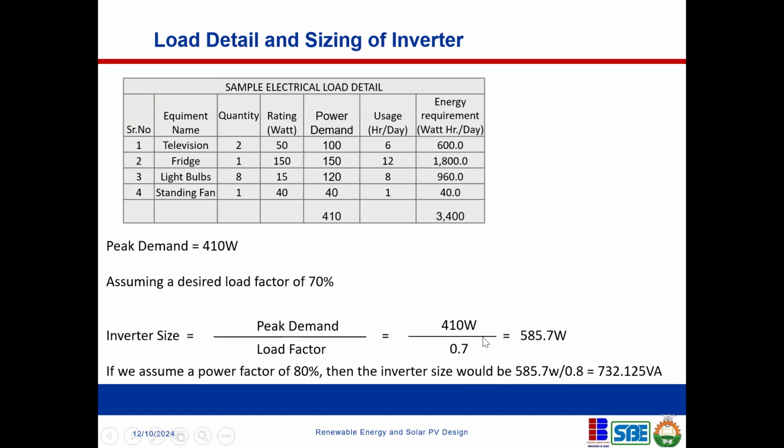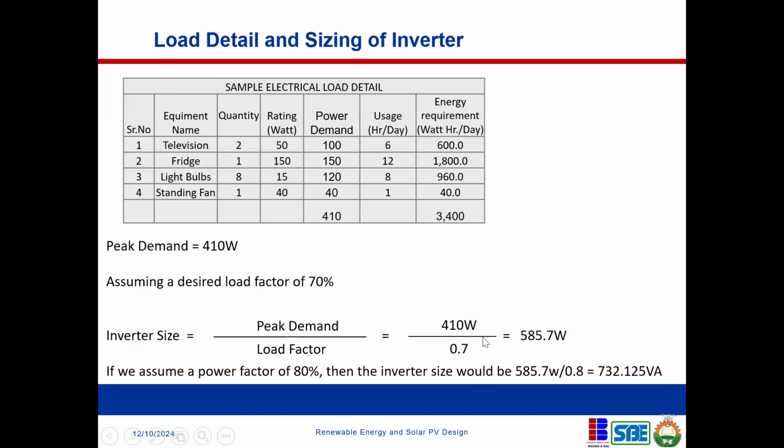So we assume a desired load factor of 70%. The power demand is 410, but you're not just going to size their inverter to be 410 watts. When you go to the market, inverters can be sized in watts or in kVA or VA. So we have to pay attention to the units. Sometimes you see some inverters rated at, for example, 2.5 watts. I'm beginning to see some of those kinds of ratings in the market. But ideally, inverters are rated in kVA or VA. So pay attention to the unit.